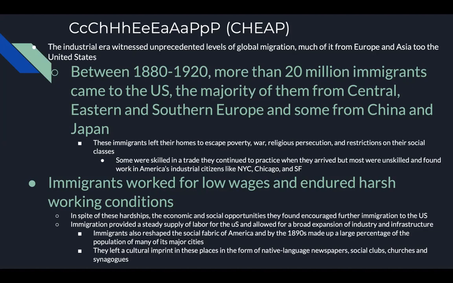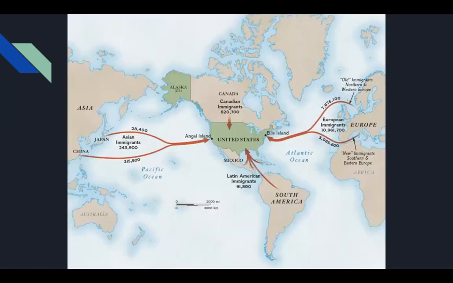Immigration provided a steady supply of labor for the U.S. and allowed for a broad expansion of industry and infrastructure. Immigrants also reshaped the social fabric of America. By the 1890s, they made up a large percentage of the population of many of its major cities. They left a cultural imprint in these places in the form of native language newspapers, social clubs, churches, and synagogues.